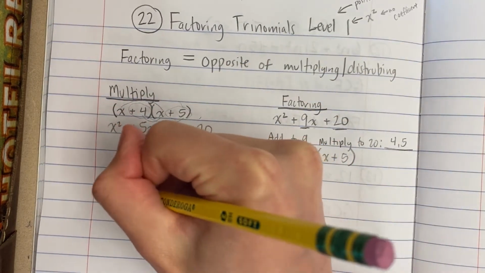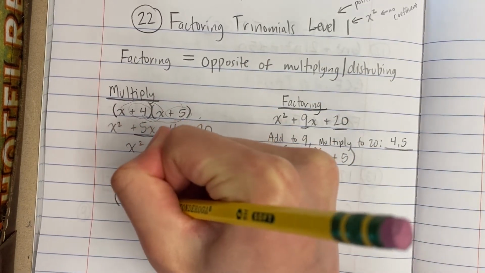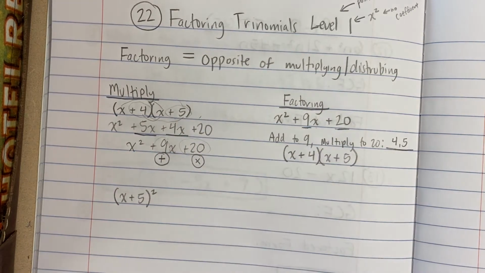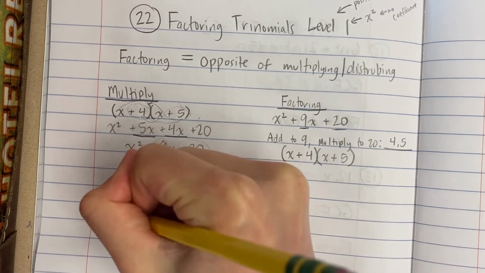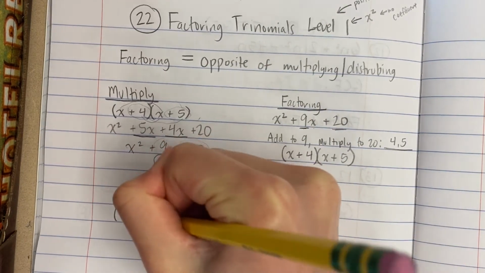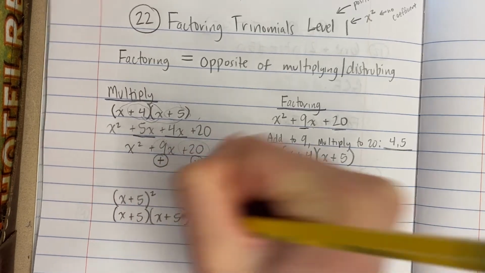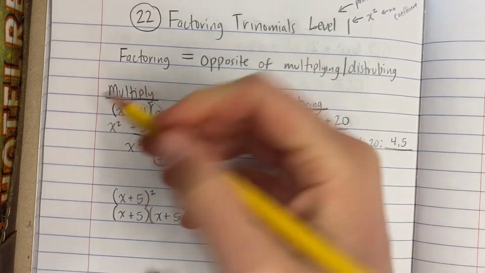Let's say I have something like this. (x + 5) squared. What does this mean? Look, we know what this means. When something is squared, it's multiplied by itself.